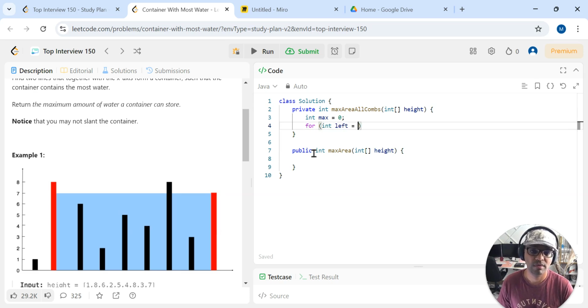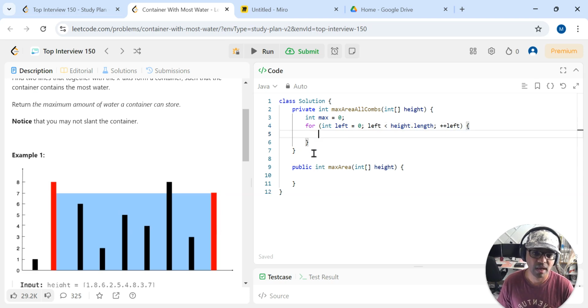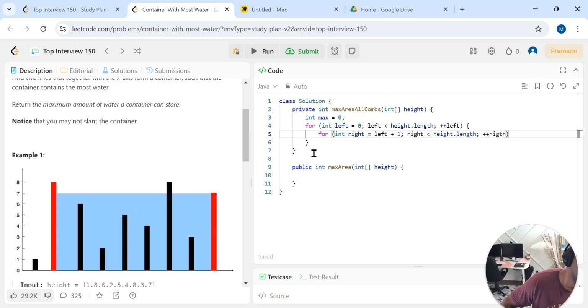But otherwise, we have left that can be anywhere from index 0 to index less than height dot length. And then for each of those left, we have various possibilities for right. And right has to start from left plus 1, and right is still less than height dot length, plus plus right, correct? So yeah, and there you go.